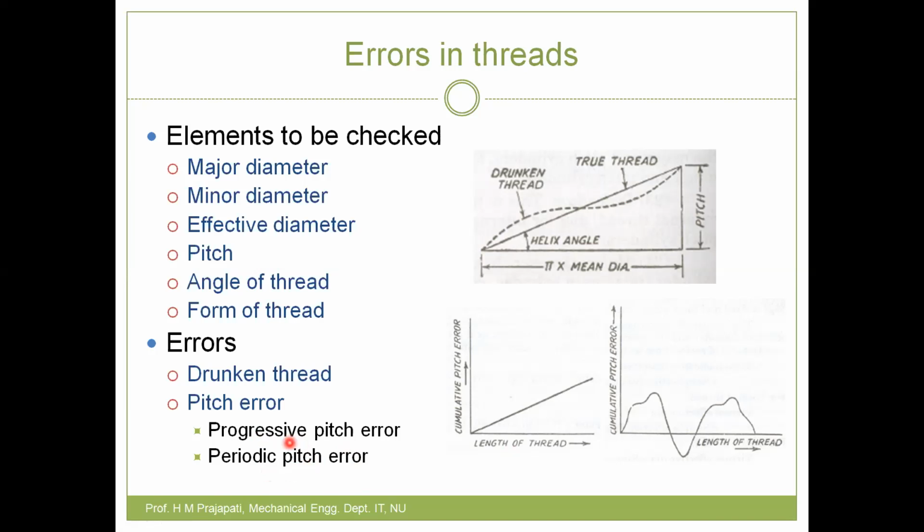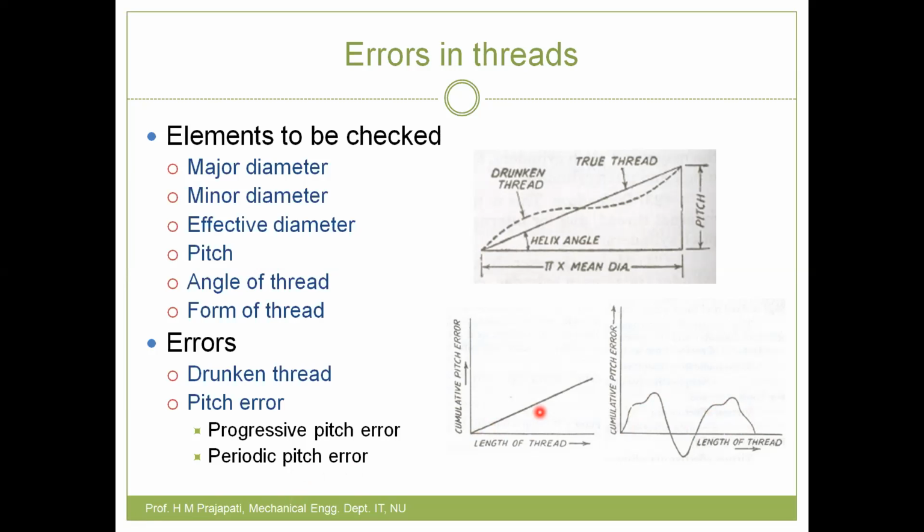In progressive pitch error, at the end of the length of thread, you get a large variation. In the case of periodic pitch error, that variation remains constant per cycle, but during the cycle you get a non-linear variation. So after 10 revolutions, you get some constant error in the case of periodic pitch error. But in progressive pitch error, the error is cumulative in each revolution, so at the end of 10 cycles you will have a large value of pitch error.